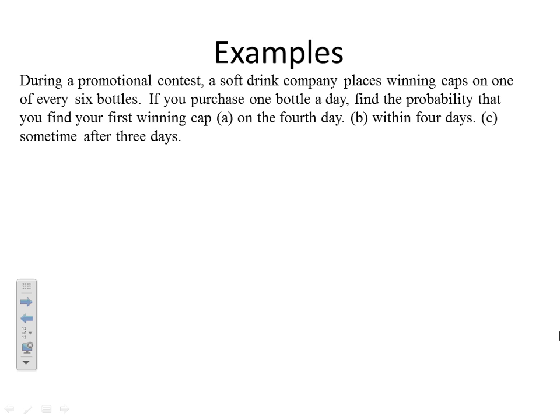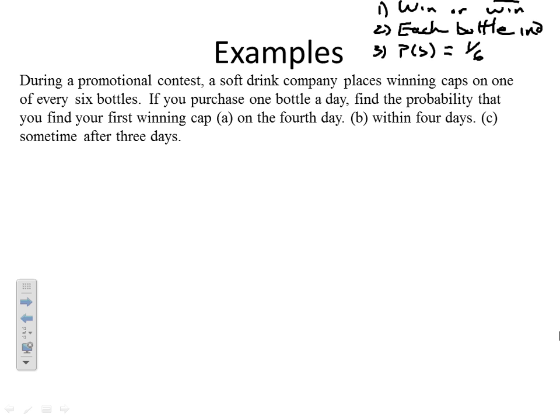All right, one more example here. In this promotional contest, this company places winning caps in 1 of every 6 bottles. So again, you either win or you don't win. Each bottle is independent. The probability of success, the probability that you win, is 1/6. Now we look into it: is it binomial, is it geometric? Find the probability of your first winning cap. So here we go, until success. So this is geometric.